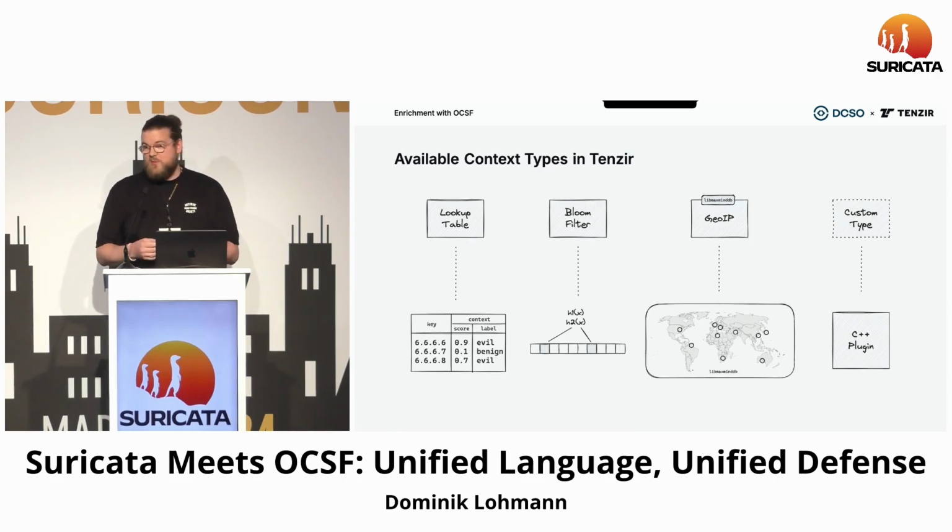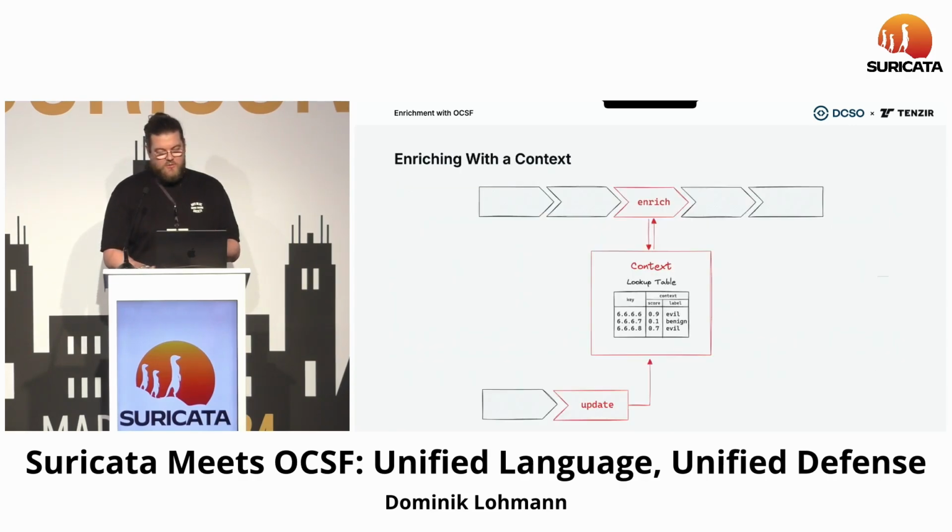And the third one, probably the simplest to think about, is a lookup table, where you have some key and a corresponding value, and you look at the key. If the key matches, you enrich with the corresponding value as your context. And this is also what we are going to look at today.